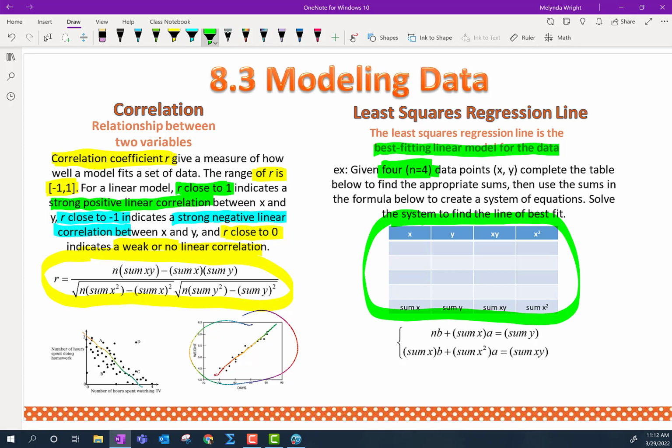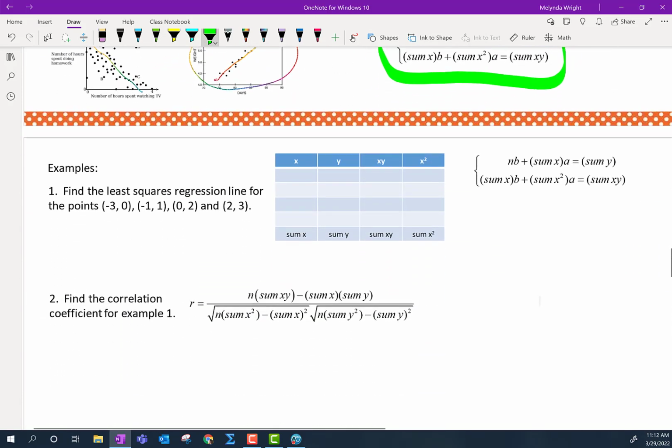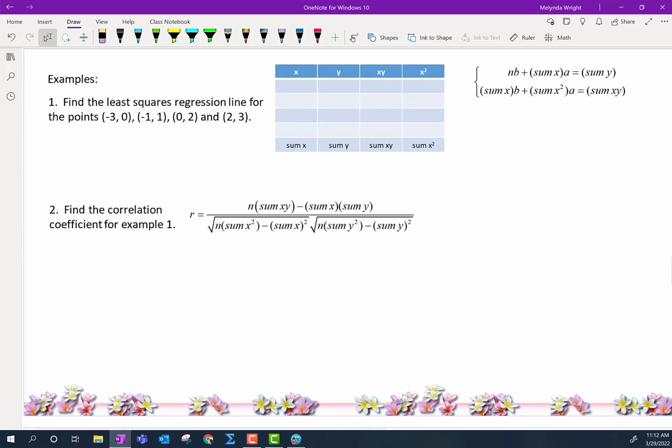which we'll learn how to do in the next slide. We'll fill out the table, and then we will use those numbers to fill out our system of equations. Yay, we get to solve a system of equations. Sounds fun. So that's what we're going to do with the least squares regression line. And we will also use our calculator today for both of those things. Okay, so that's an overview of what we're doing today. Let's go ahead and get into the examples.